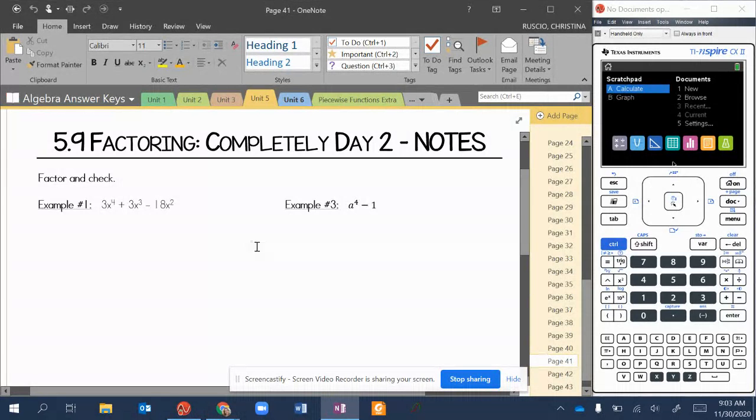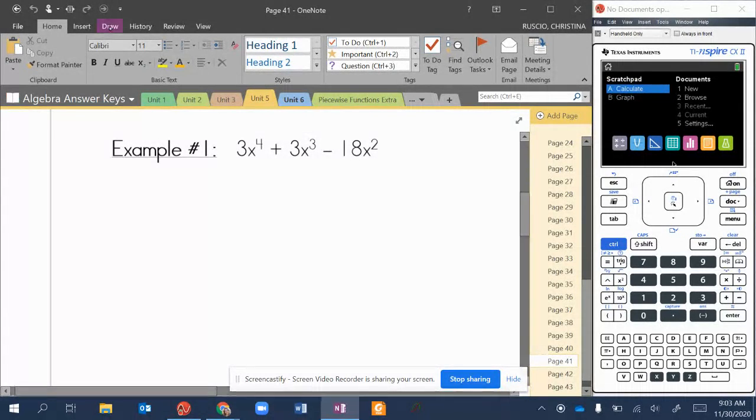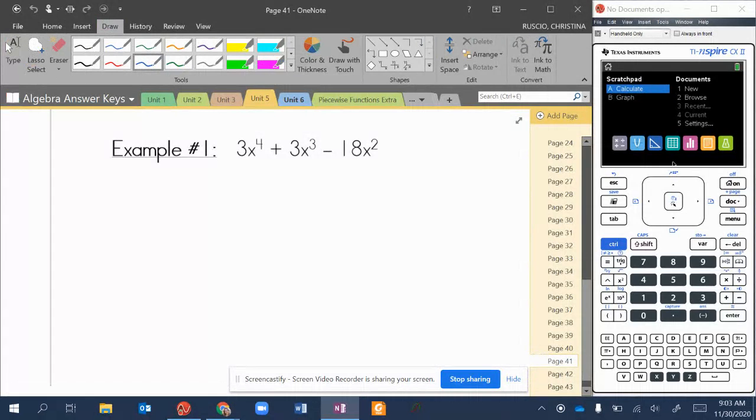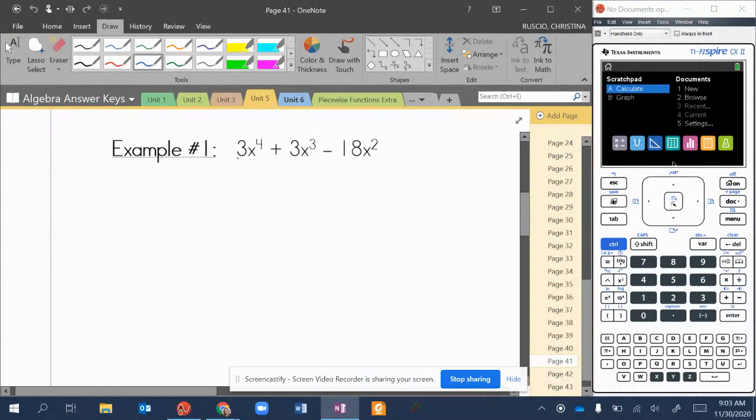All right, example number 1. Let's see if we can determine what the GCF is, the greatest common factor. What is the greatest common factor of 3, 3, and negative 18? If you said 3, you are correct. So we're going to pull that out front. But we always need to check for not only the number, but also the variable. So we have an x to the 4th, an x to the 3rd, and an x squared. So the biggest x that we can pull out would be an x squared.